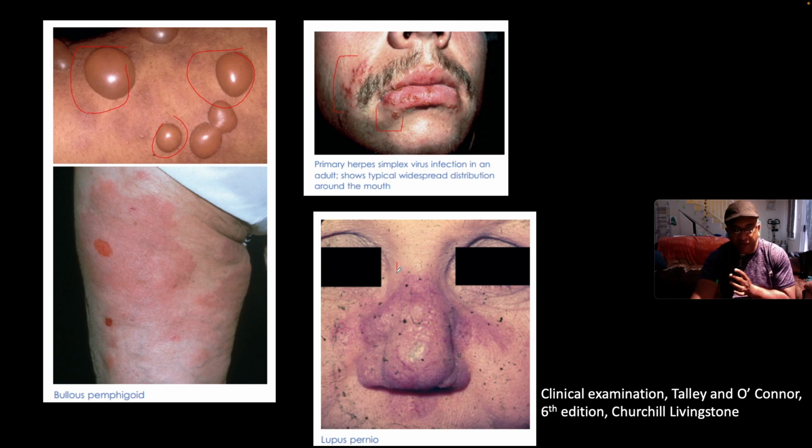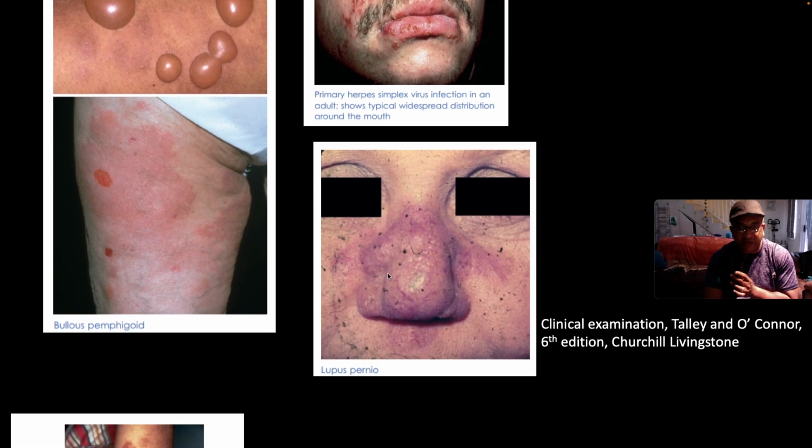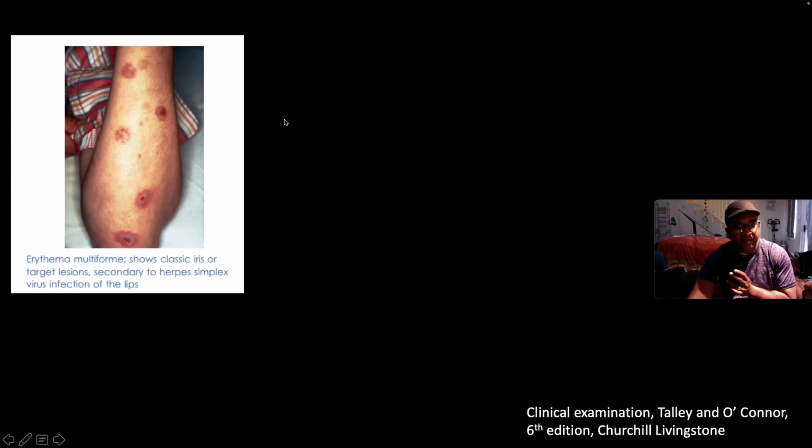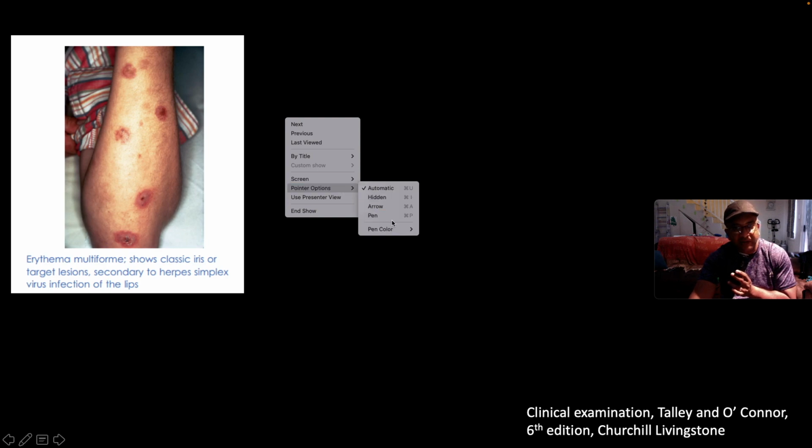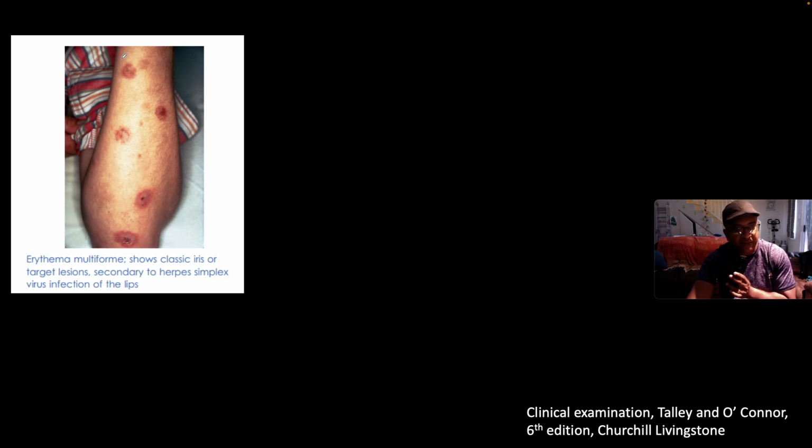This is lupus pernio. One of the infamous causes of lupus pernio is sarcoidosis, right? Watch out for the leonine facies as well. Watch out for the saddle nose deformity. Right, erythema multiforme looks like targetoid lesions that we can see, nice round erythematous lesions.